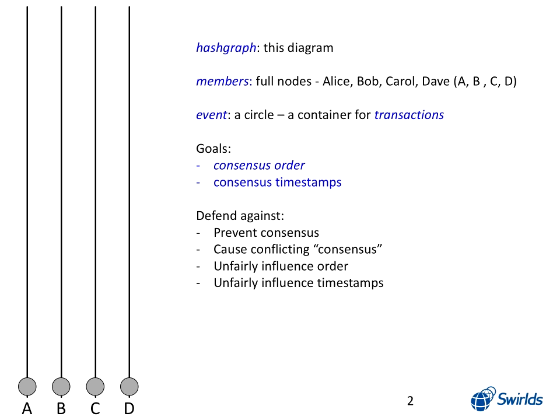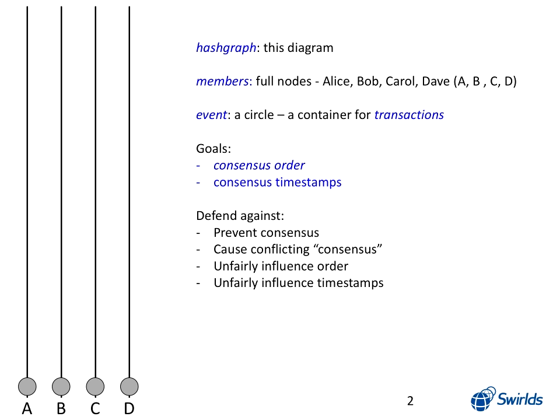The blue words are the words I'm defining. The hashgraph is this picture on the left that we are slowly building up, lines and circles. It is a graph in the mathematical sense. Each circle contains a couple of hashes, and so it is a hashgraph. The members are the computers. They are the full nodes in this network. Alice, Bob, Carol, and Dave are the four computers, and we've labeled them A, B, C, D.